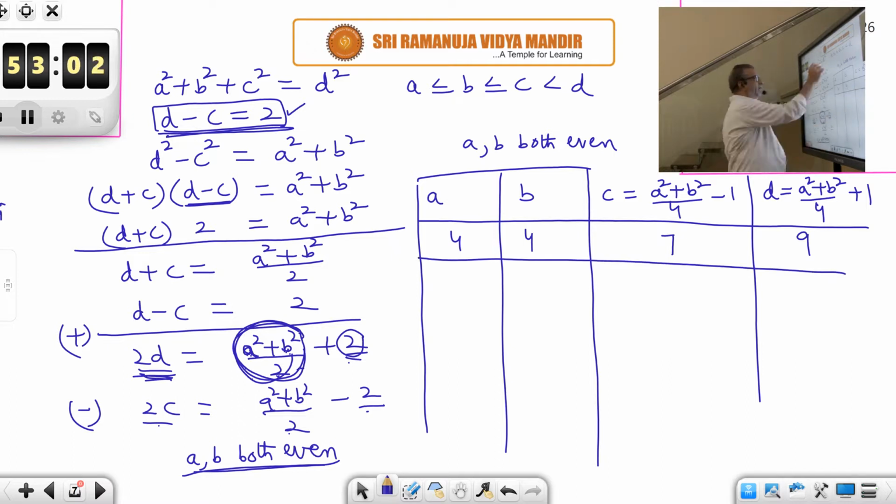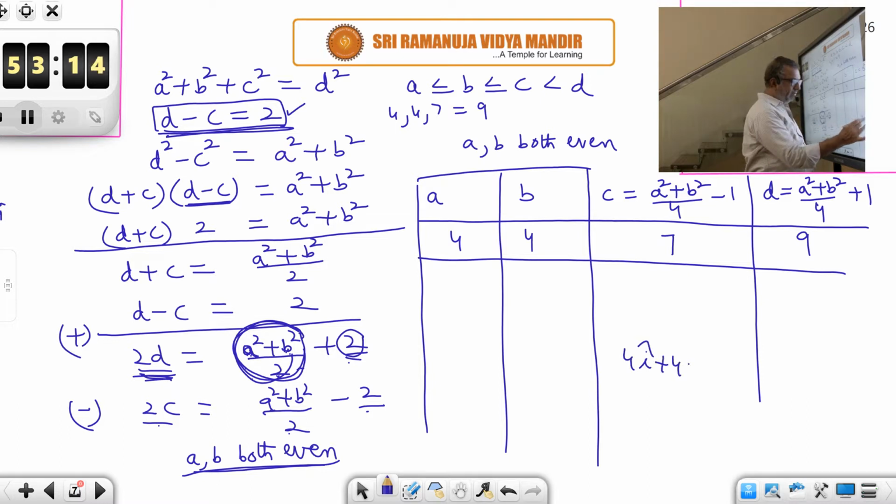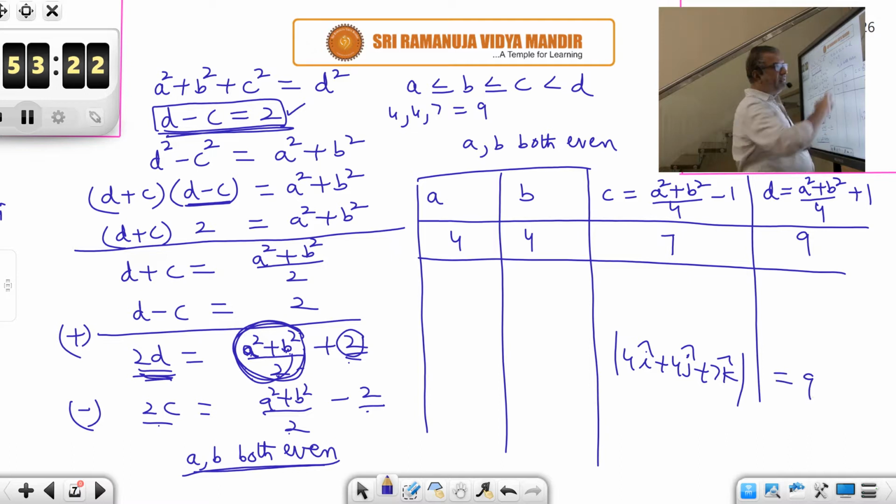4, 4, 7 is equal to 9 means what? 4 square plus 4 square plus 7 square is equal to 9 square. You can check. So what is the modulus of the vector 4i plus 4j plus 7k? What is the mod of this vector? 4, 4, 7. It should be 9. It is equal to 9. So this way you can answer.